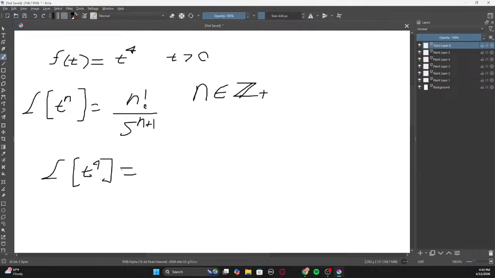is just equal to, my screen cut off again, is equal to 4 factorial over s to the 4 plus 1, which is equal to 1 times 2 times 3 is 6, times 4 is 24, so that's 24 over s to the 5. So we'll go plug that in. All right, let's see, got it right. So once we're done with this problem, we'll be halfway there.